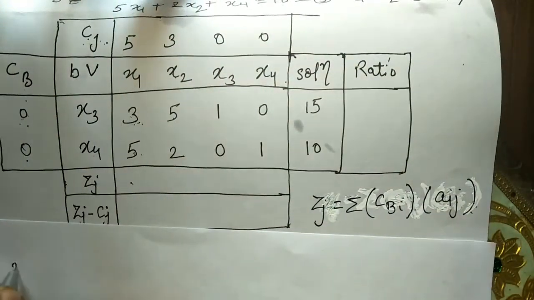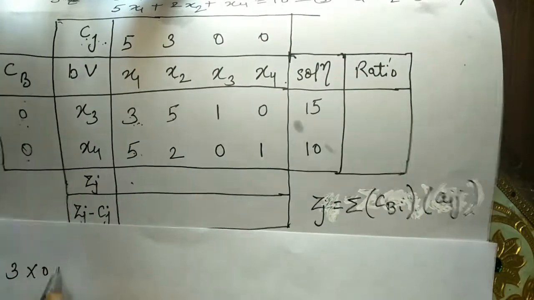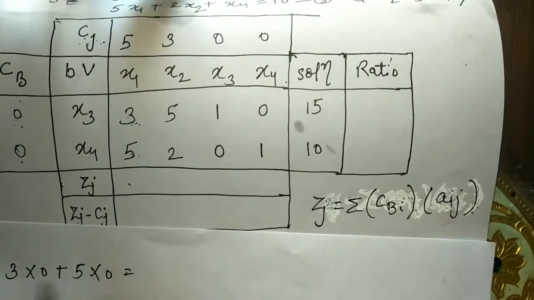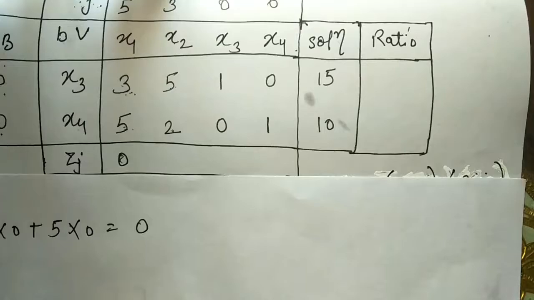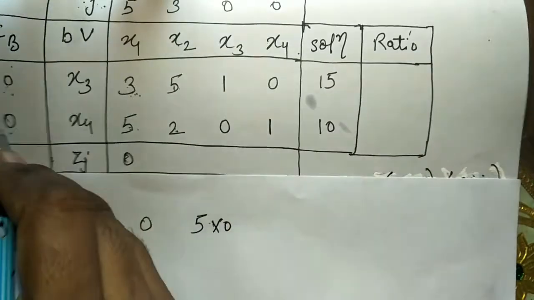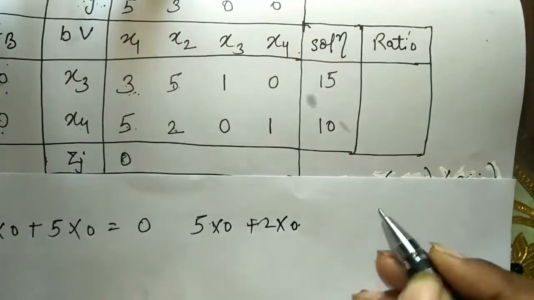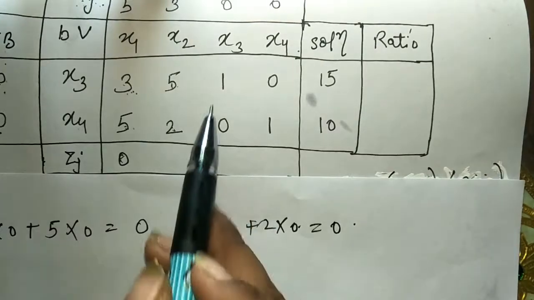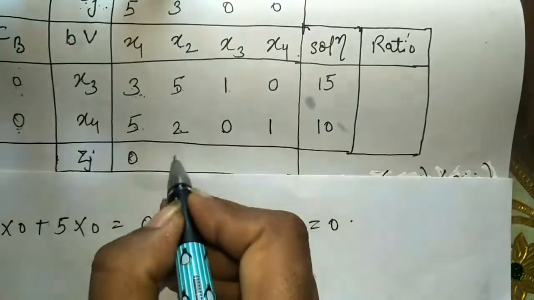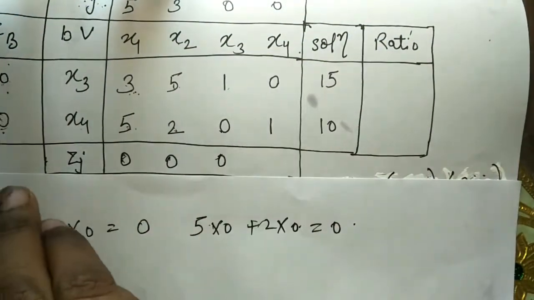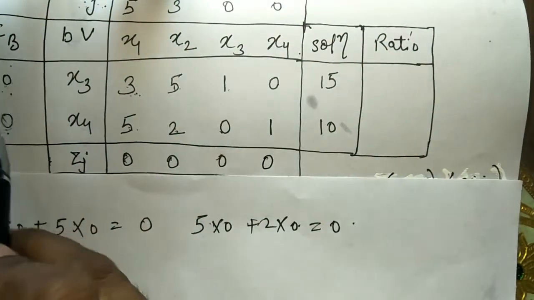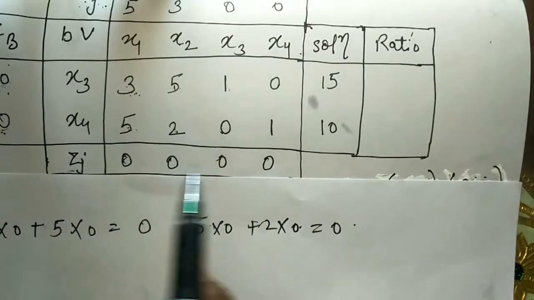This is 3 into 0 plus 5 into 0, equals to 0 plus 0, 0. So here Zz is 0. 5 is 5 into 0 plus 2 into 0 plus 2 into 0. So this is equals to again 0 plus 0, 0. This is also 1 into 0 plus 0 into 0. So 0 plus 0 is equals to 0. 0 into 0 plus 0 into 0 is equals to 0. Here all the CBs are 0. So all the values of Zj's are 0.